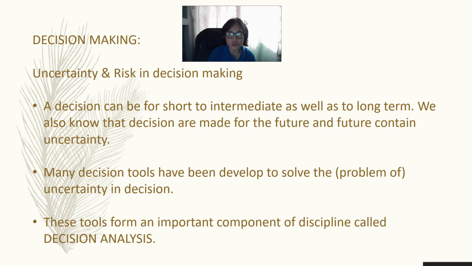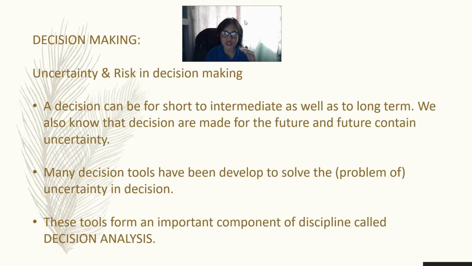So to continue with decision making, we have uncertainty and risk in decision making. Of course, in every decision, we have what is called risk, and we have uncertainty. When we say uncertainty, it means you don't know what will happen. There's no fixed solution. Meaning to say, whatever choices or alternatives you choose, there's no certainty as to what will happen.